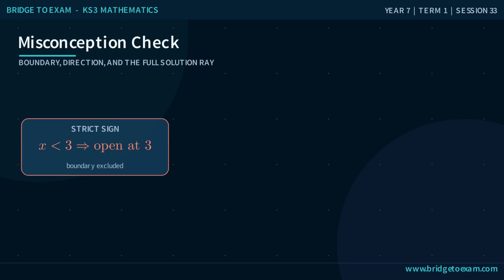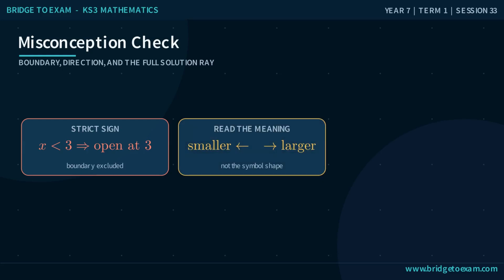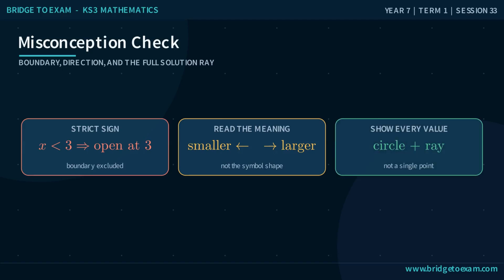Don't fill the circle for a strict less than or greater than sign. The boundary is excluded. Don't point right just because the symbol looks like an arrow. Use the meaning: smaller left, larger right. And don't graph only the boundary. An inequality represents an entire array of values.